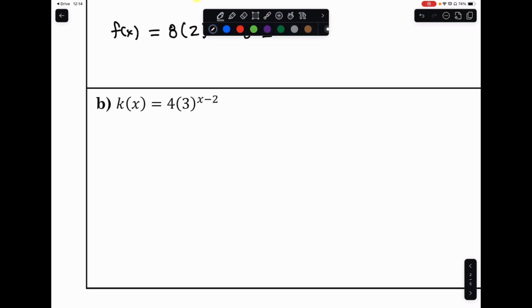Okay, so now for example B. Well, first of all, let's recall that k of x is going to shift y equals 4 times 3 to the x power 2 units to the right. So now let's rewrite this from this horizontal shift to just a simple vertical dilation.